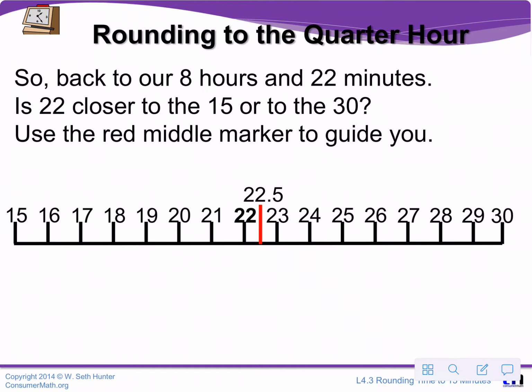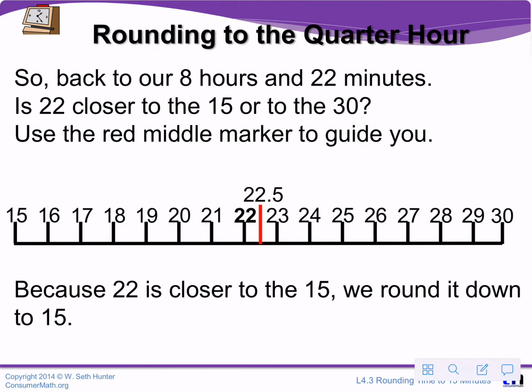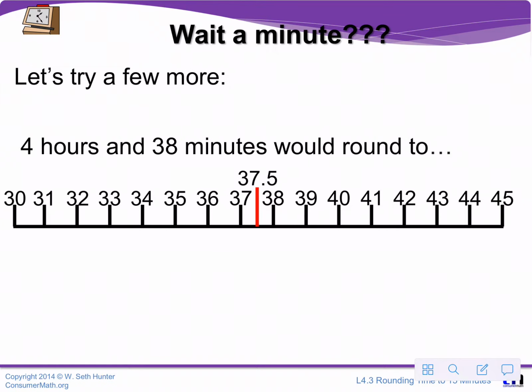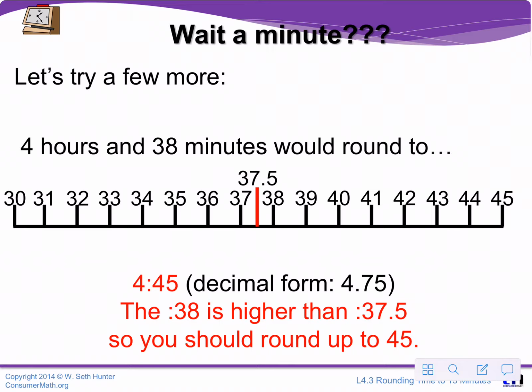So back to our 6 hours and 22 minutes. Is 22 closer to 15 or is it closer to 30? Because 22 is closer to 15, we round down to 15. So let's try a few more. 4 hours and 38 minutes would get rounded to 4 hours and 45 minutes. Decimal form is 4.75. The 38 is higher than 37.5, so you'll round up.